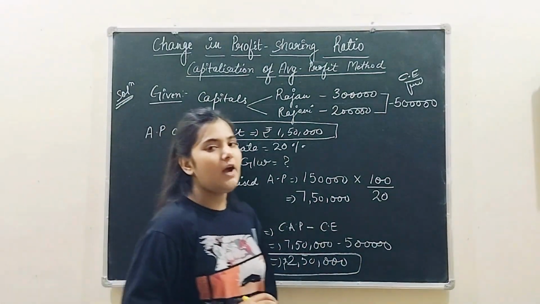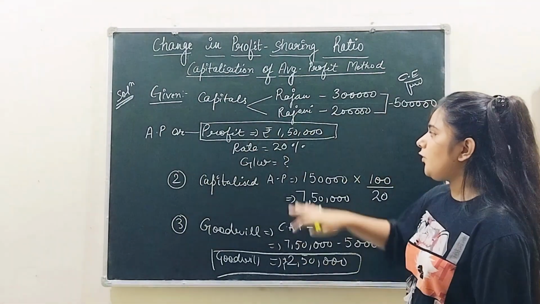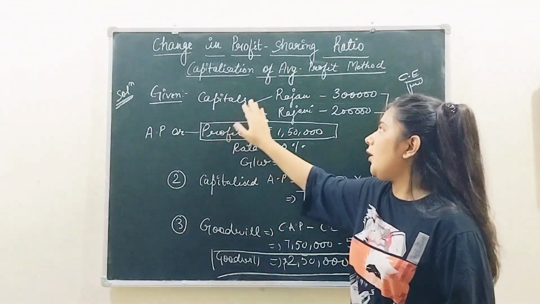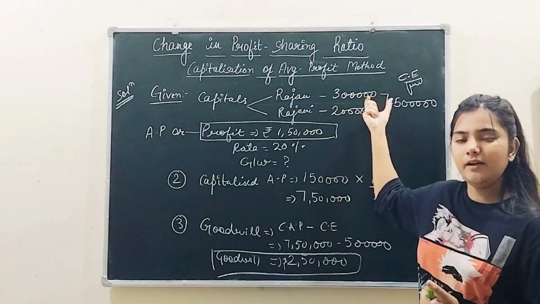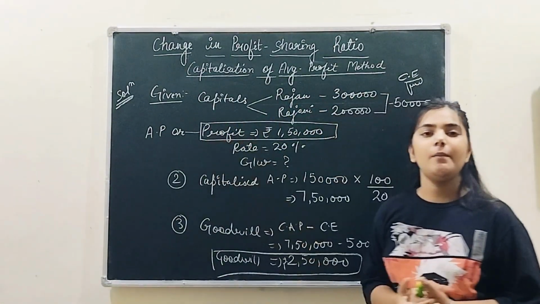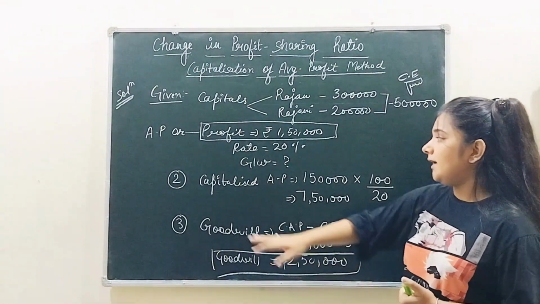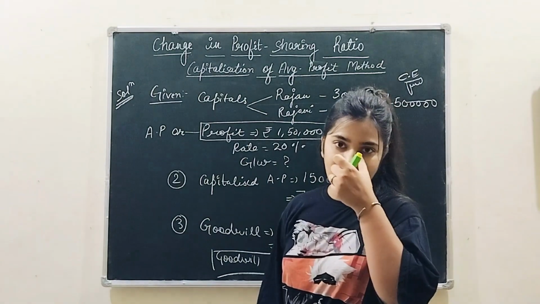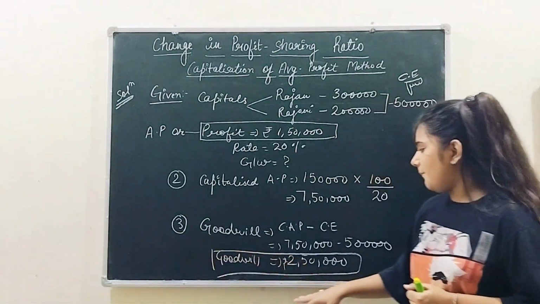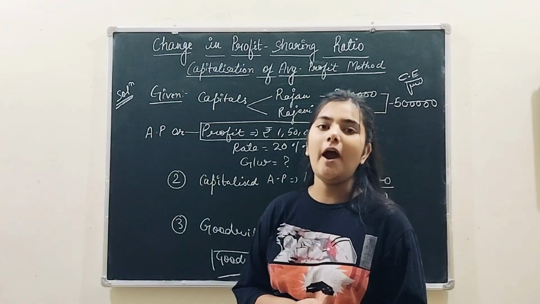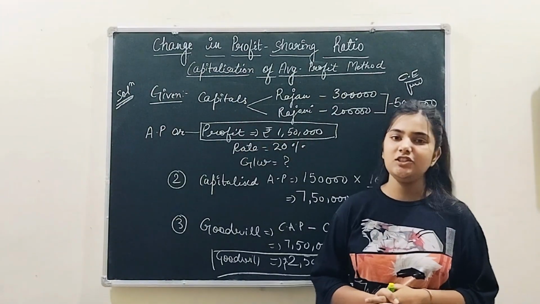Right? So this is how you have to solve the question. First of all, you have to write what all things are given in the question. So as we have written capital, और capital को यूज करके आपने निकाल लिया अपना capital employed. उसके बाद बात आती है आपकी average profit की. तो इस क्वेश्चन में आपका profit ही average profit है. Then you have calculated your capitalized average profit, and lastly you have calculated your goodwill, which is your CAP minus your capital employed. So this is how you have to solve the question related to your capitalization average profit.